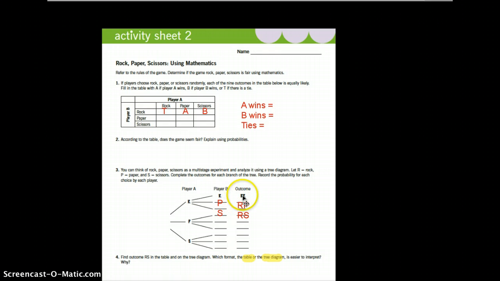And then the outcomes would be RP and RS, because player A could throw a rock, and then player B could throw a paper. Player A could throw a rock, and player B could throw a scissor. So once you're through with that, you're going to want to go to question 4.